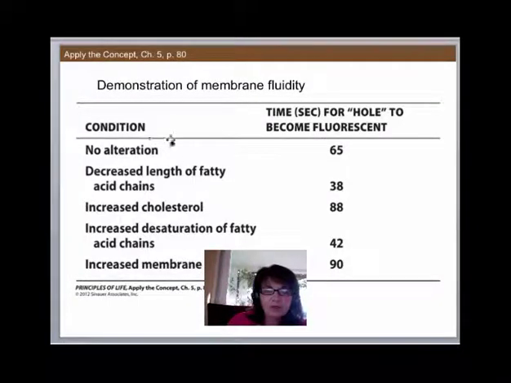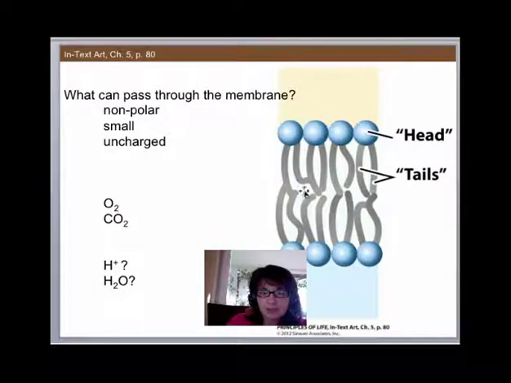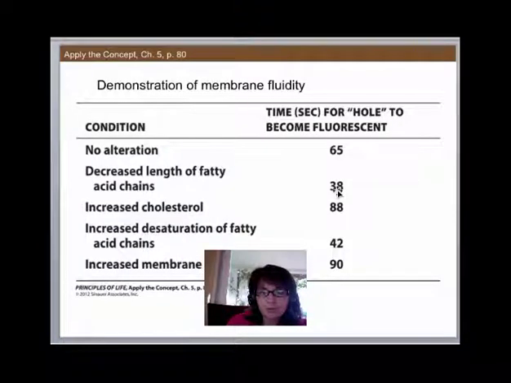Then they check how long it takes for that hole that they bleached out to basically fill in. If you have a standard membrane with no changes to it, they got this number here. If they created a membrane with a decreased length of fatty acid chains, so these tails got shorter, then they found that the hole closes up faster. So shorter fatty acid tails means the membrane is more fluid, or it moves more.